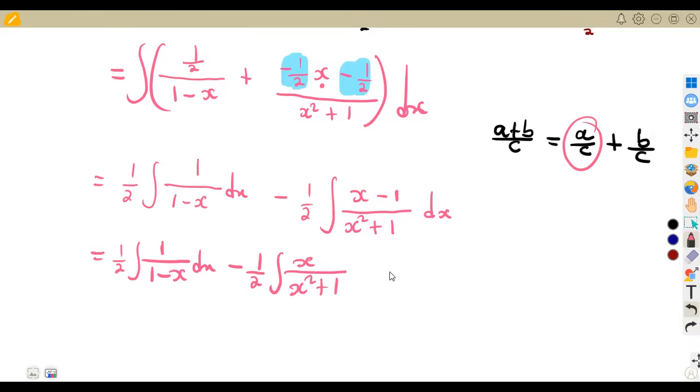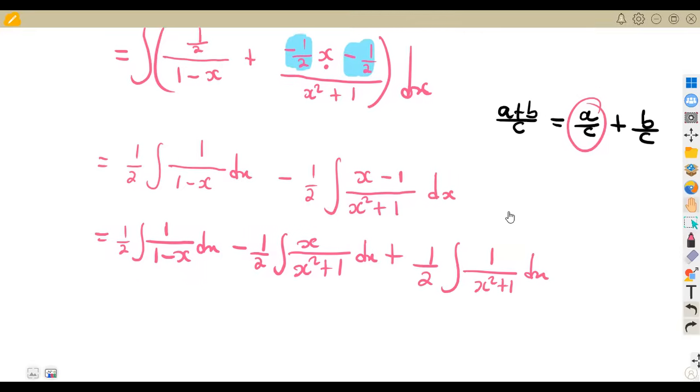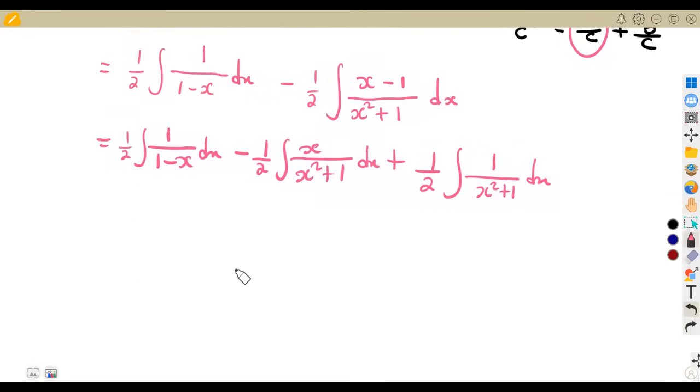Here we are supposed to have a minus half, which is going to multiply a minus 1. So instead, it's going to be a positive half. So this is with respect to x. So it's going to be a positive half, the integral of 1 over x squared plus 1 with respect to x. So take note, it was supposed to be minus 1. So the minus and the minus for the half gives us a positive. So at this stage, at least we can integrate each. Let us integrate each here.